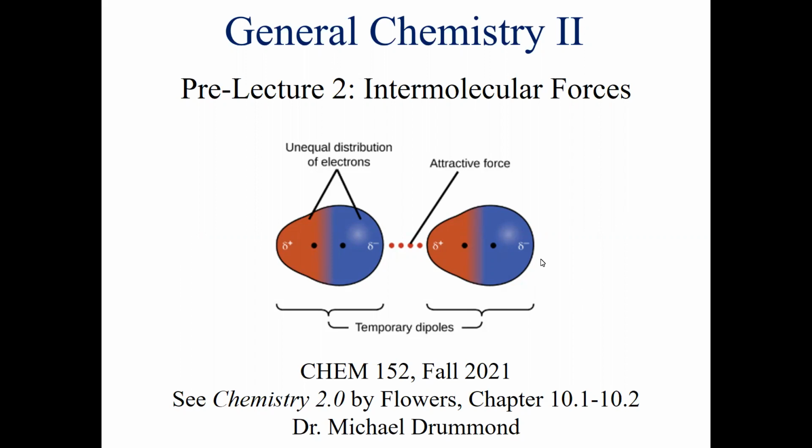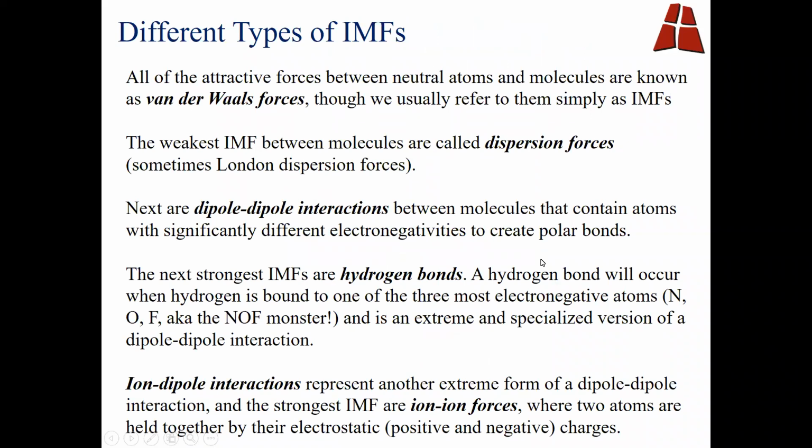Of course, where we left off at the end of our first class was talking about the different types of molecular forces we have. Those are dispersion forces, dipole-dipole interactions, hydrogen bonds, and then we also have ion-dipole interactions and ion-ion forces. Most of what we'll be talking about in this pre-lecture is the first three of those. Of course, the reason ion-dipole interactions and ion-ion forces are the strongest is because they have a full positive or negative charge involved with them. But we're going to be focusing on the first three that only involve partial charges.